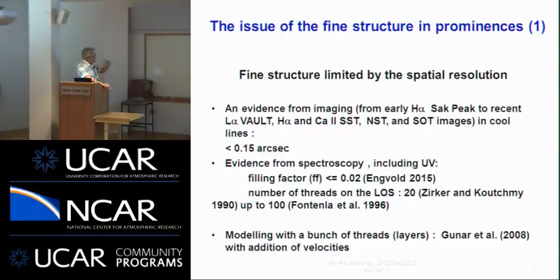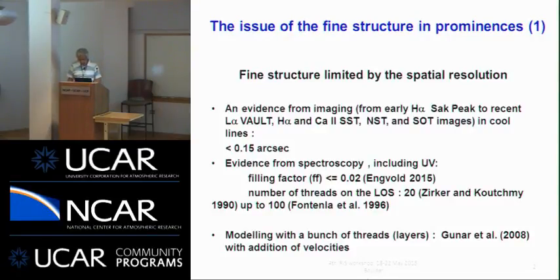Other people address the issue in another way, trying to derive the number of threads along the line of sight, from 20 up to 100, for instance. So it's a very large number. And finally, some work has been done on the modeling with a bunch of threads. This has been already mentioned by Petr. These threads are transformed into layers, and you add up the proper number of layers, and you can also add velocities of these structures. So this is, we think, an important issue.